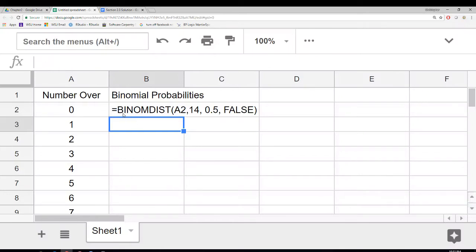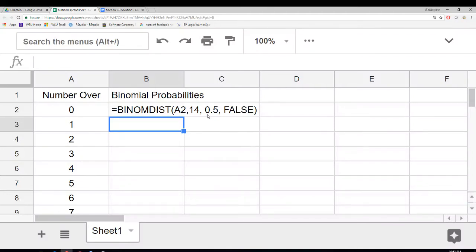Okay, so again, equals BINOM.DIST. I need the parentheses. I need A2 here, so let's type A2, because that is where my list starts. The second quantity, 14, is the number of trials. In our study for the males, there were 14 males. The probability of success, or the parameter value, is set to 0.50.